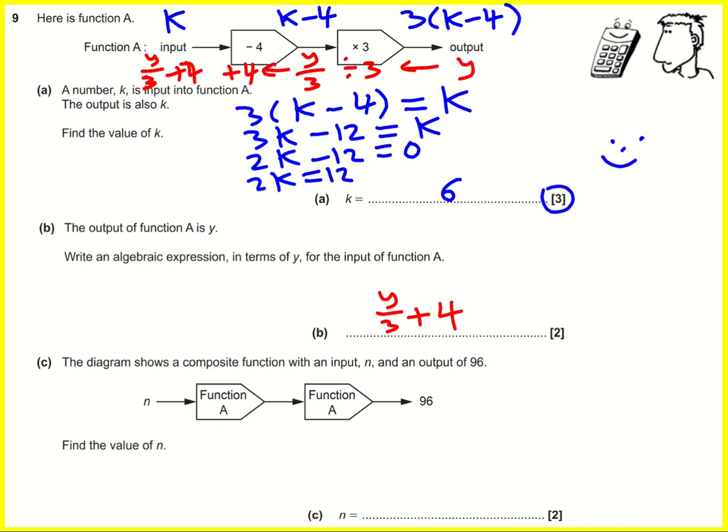Okay, you might get asked this another time and be asked to write down the inverse function, and then you would tend to write it back in terms of x. It would be x over 3 plus 4. That's the opposite function, the inverse function. But in this case, they've asked us to leave it in terms of y.